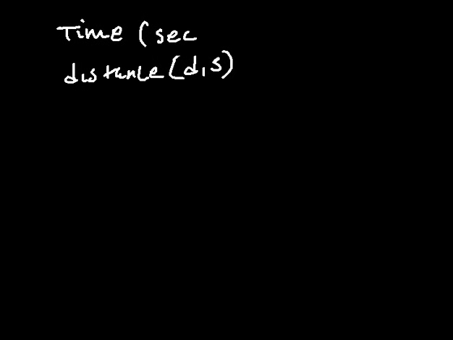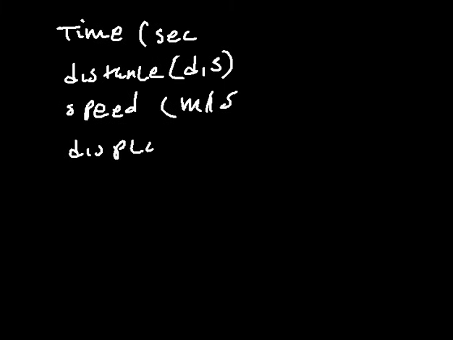And we have the concept of speed. For speed we'll be using meters per second. We also have displacement. Displacement is the same as distance, only that displacement has magnitude as well as direction. So displacement bears the same units as distance. In some cases we use displacement as d, and in some cases we use displacement as s.